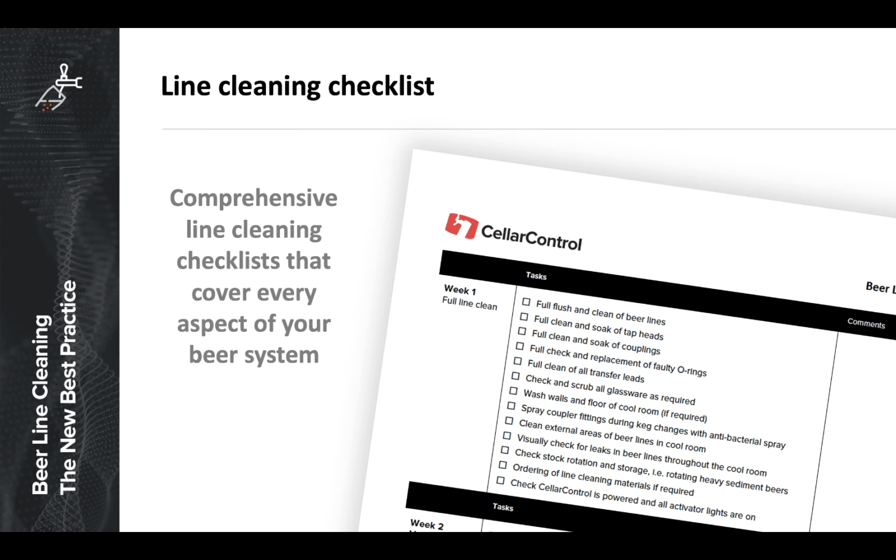And last but not least, this process comes with a comprehensive line cleaning checklist that covers every aspect of your beer system. All you need to do is follow the step-by-step guide, tick every box, and your beer system will be kept at peak efficiency and you'll be serving great beer. This is our holistic approach, which encompasses your entire beer system to make beer quality the #1 priority while still reducing wastage and workload.